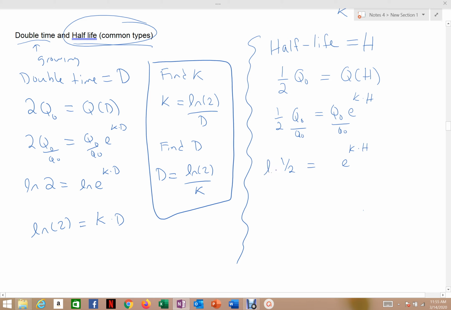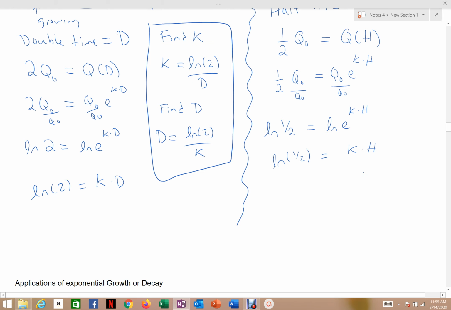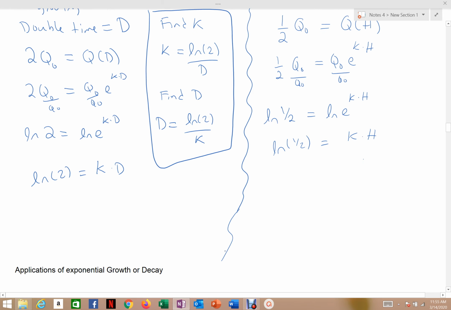Now we take the natural log of both sides, and so I get the natural log of 1/2 equals k times my half-life. Alright, and now which one do I want to solve for? If the application gave me the half-life, and I need to use it to find my constant, well, to find my decay constant, we take the natural log of 1/2 divided by my half-life.